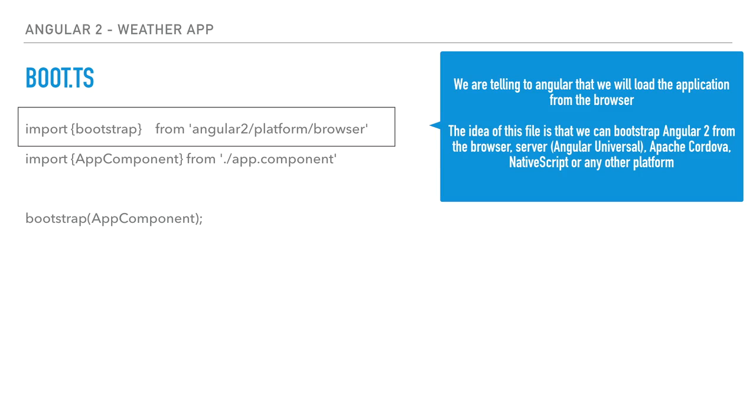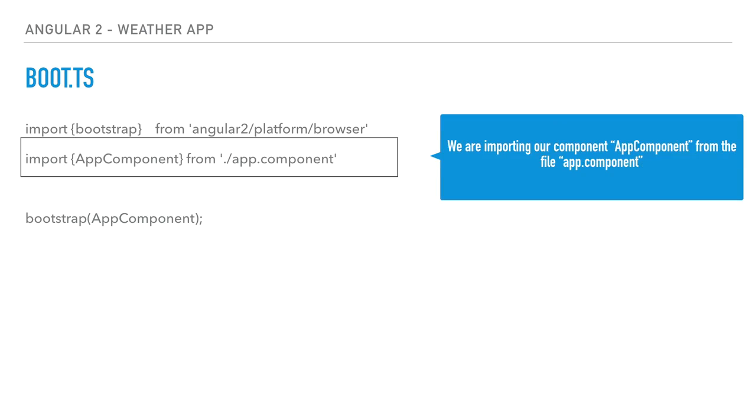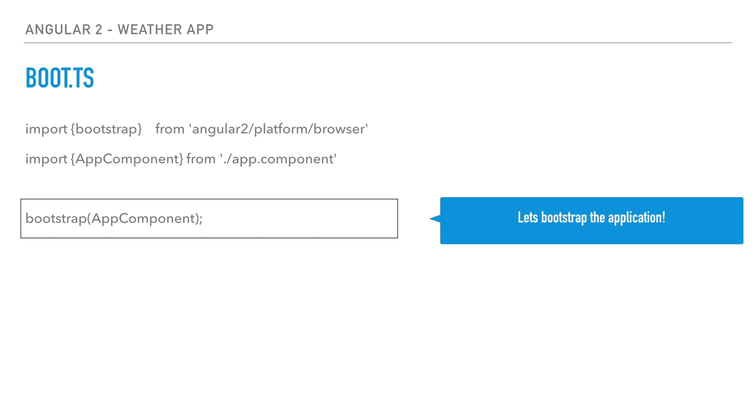First, we tell Angular platform browser, and from there we import the Bootstrap. Then we have our component. This is the component that we wrote in the previous video. We are importing this. And finally, we're telling Angular, okay, Bootstrap, start our application, our app component.